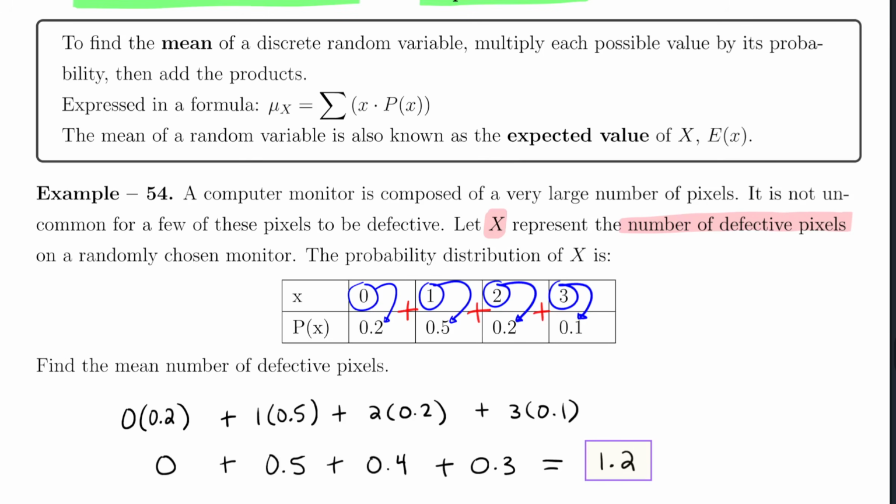So if we were to make a statement for this particular set of computer monitors, we would say on average we expect there to be 1.2 defective pixels per monitor.